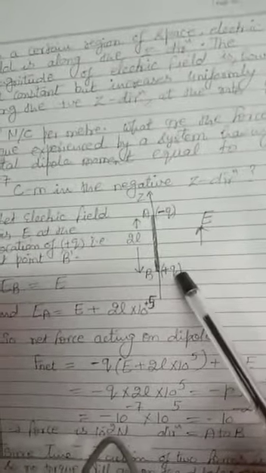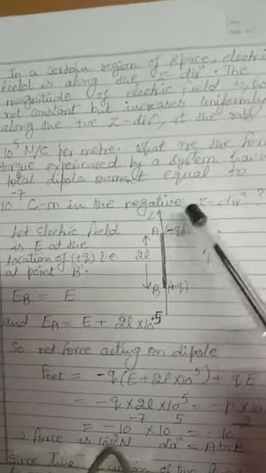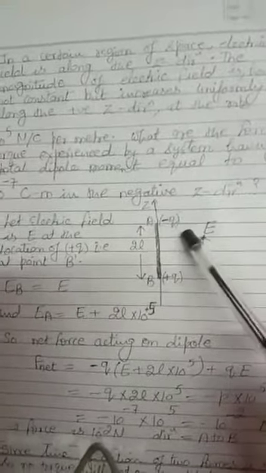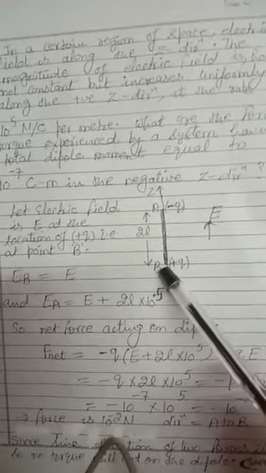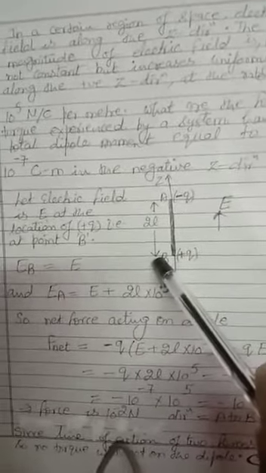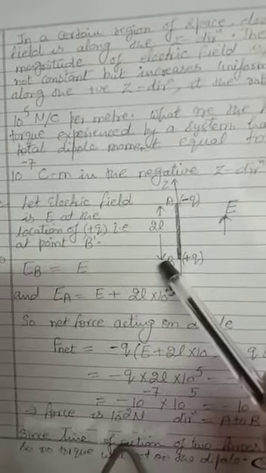Now, since the electric field is not constant and the question says the dipole moment is opposite, we take minus q up and plus q down, because the dipole moment direction is from minus to plus. So if we take the value of electric field at point B as E, then EA will be E plus 2L into 10 power 5, because the distance between these two charges is 2L and the electric field is increasing at the rate of 10 power 5 Newton per Coulomb per meter.